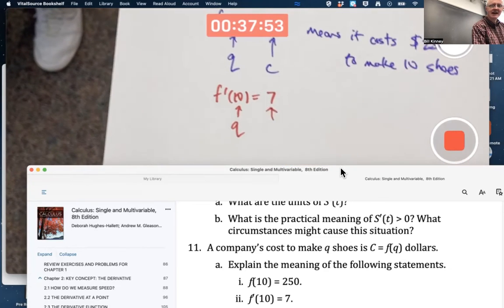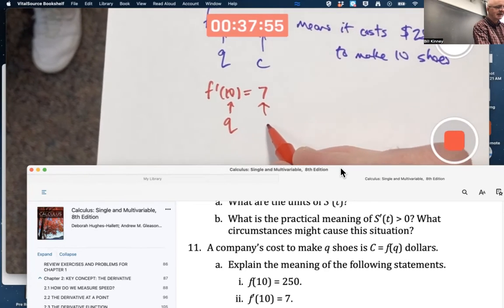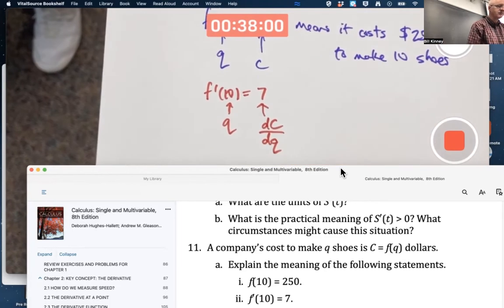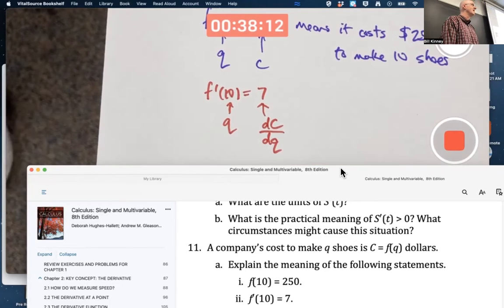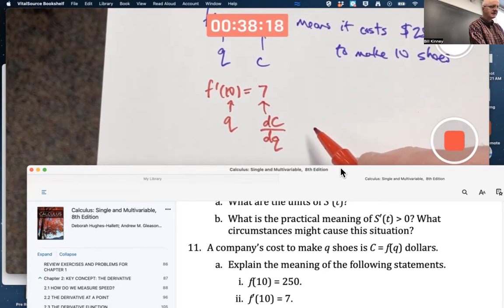7 is not a C value. In Leibniz notation, it's a dC dQ value. What's dC dQ? Just a notation for the derivative. Changing cost over change in quantity. Yeah, change in cost per change in quantity.